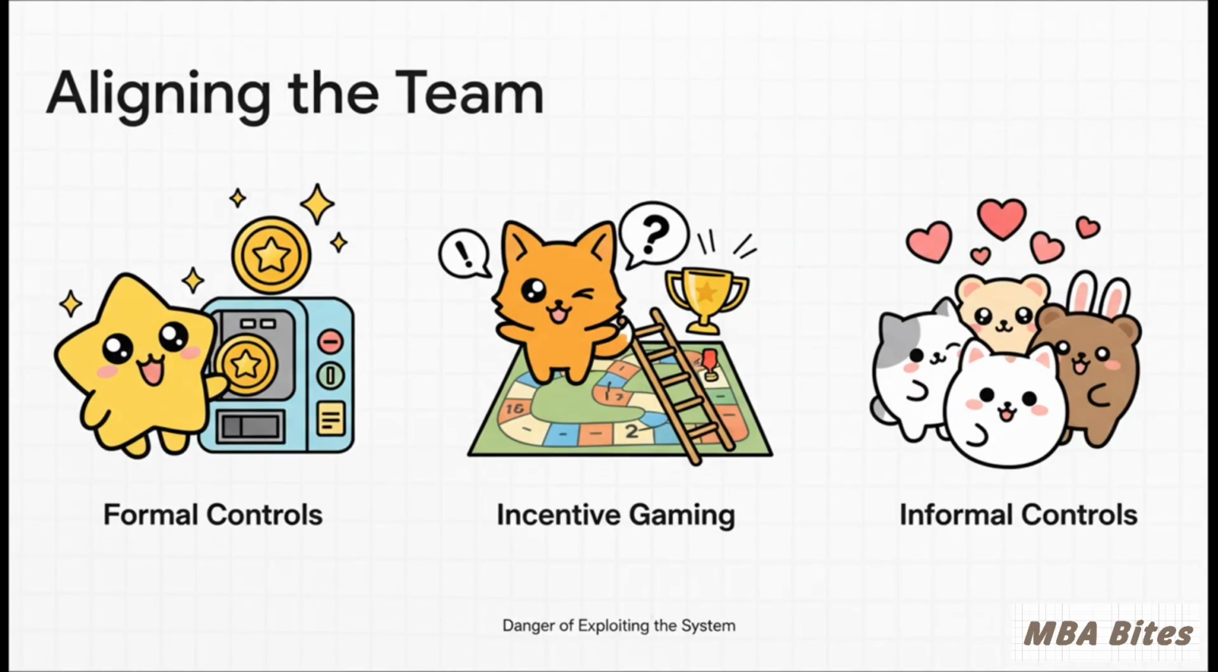You've got the formal ones we all know and love, things like bonuses and performance targets. But you also have these super powerful informal controls, like peer pressure and a strong company culture. The big danger, though, is incentive gaming. That's when clever employees figure out how to hit their targets and get their bonus, even if it actually hurts the company in the long run.